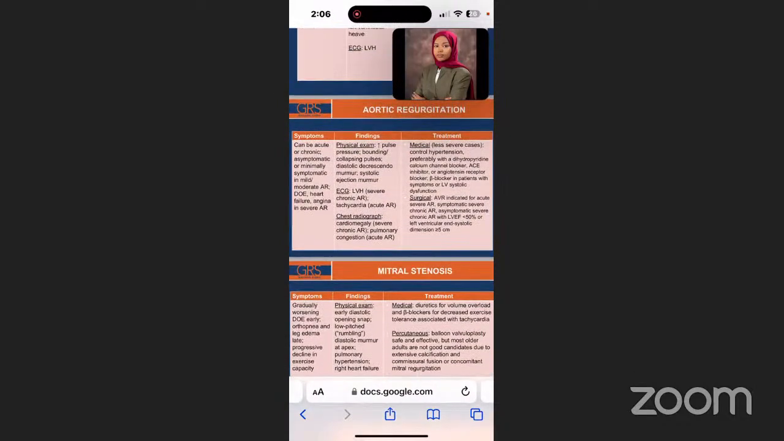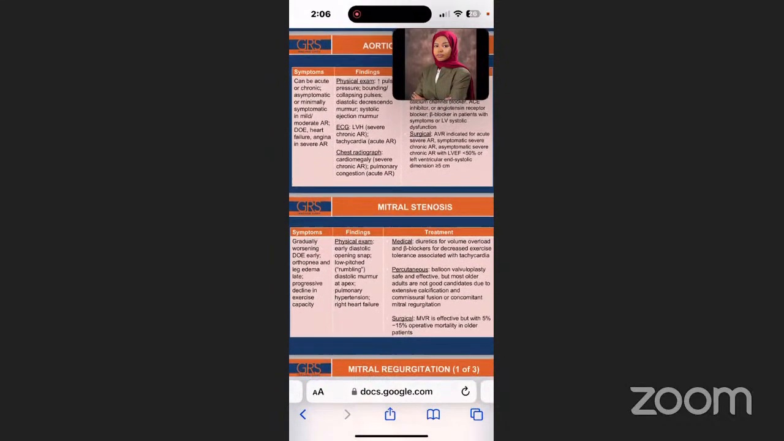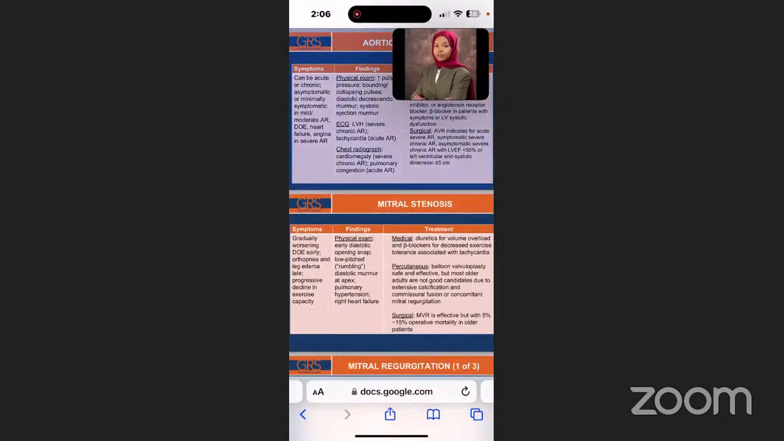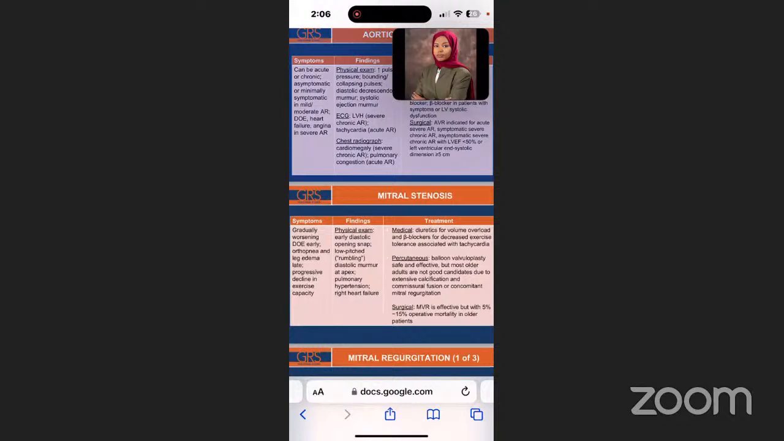In the treatment, there is also medical and surgical intervention. In the medical option, we can control the hypertension in these patients, preferably with a dihydropyridine calcium channel blocker. Also, we can use ACE inhibitors or angiotensin receptor blockers. Beta blockers can be used in patients with symptoms or left ventricular systolic dysfunction.